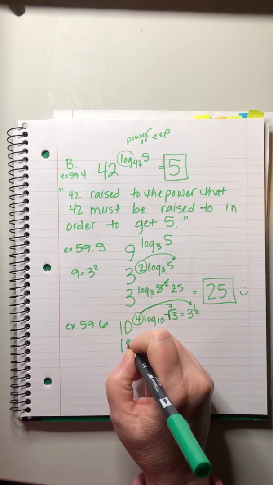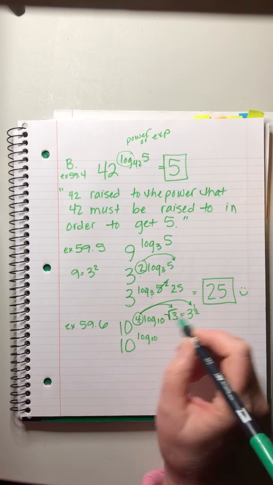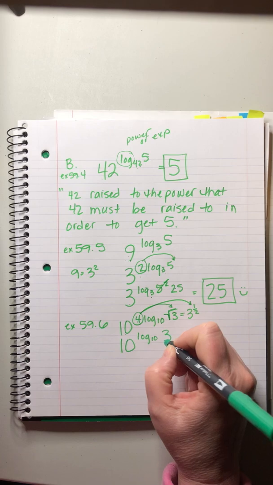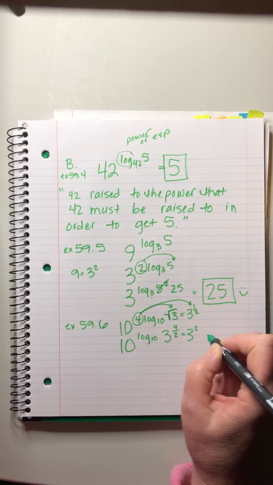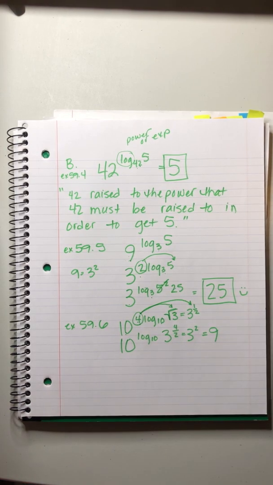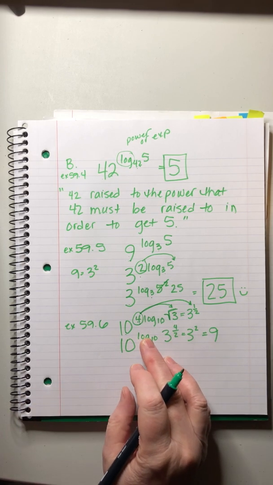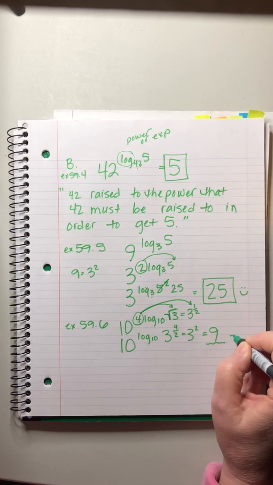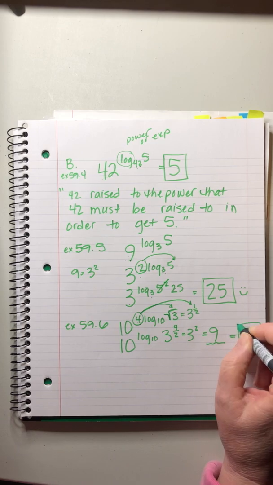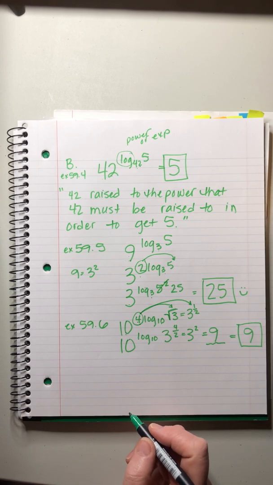We're going to write it as 10 log 10, and then this will be 3 to the 4 over 2, which is equal to 3 squared, which is equal to 9. Does that make sense? And so the answer is then 10 raised to the power that 10 must be raised to get 9. And so the answer is 9. That's trippy, isn't it? This is just such a weird problem.